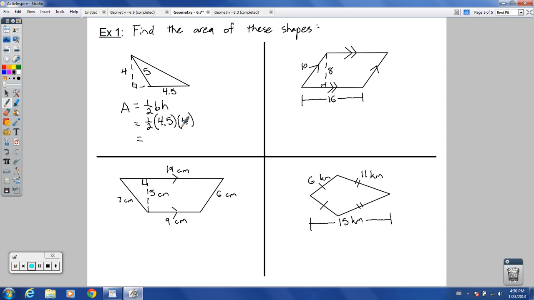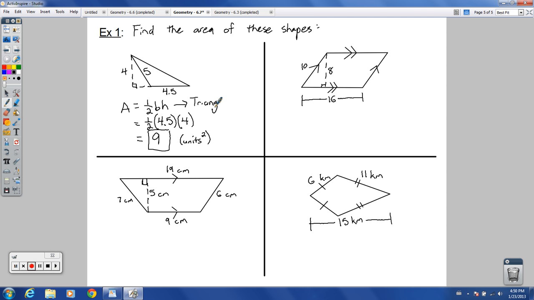You can do multiplication in any order if it's all multiplication. We can change the order. So I could take this times this first. Half of 4 is 2, and 2 times 4.5 is going to be 9. Since there are no units, you can leave them out. If you wanted to write in the word units, you would have to write units squared. If there's no units, you don't have to write them out. This one was a triangle.